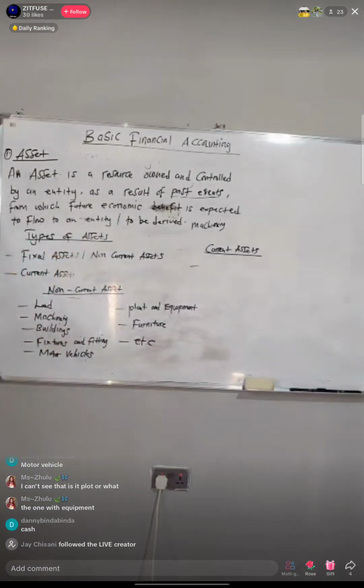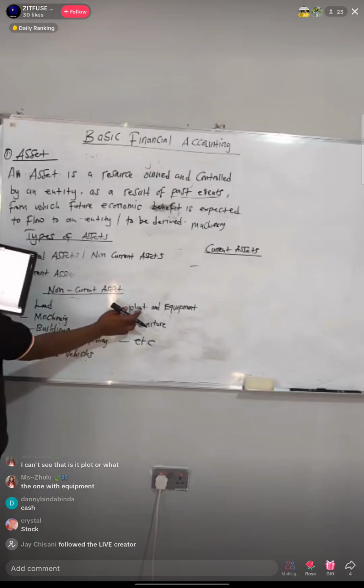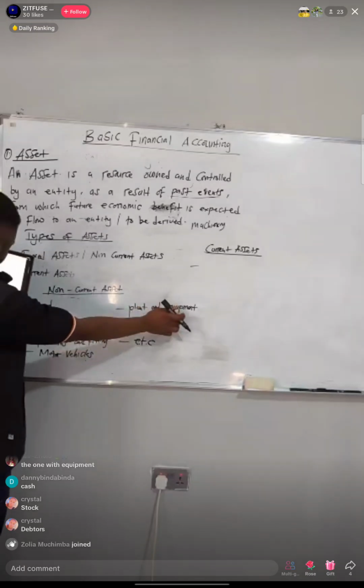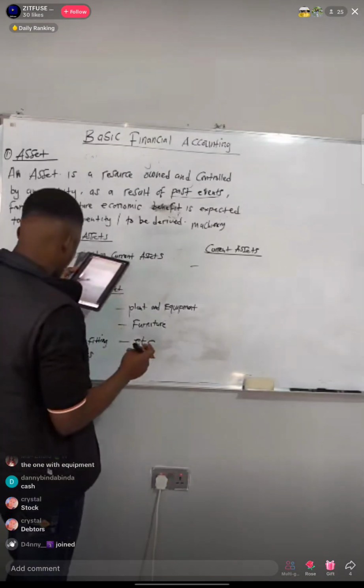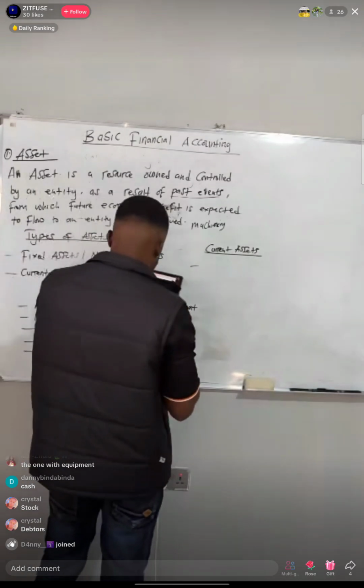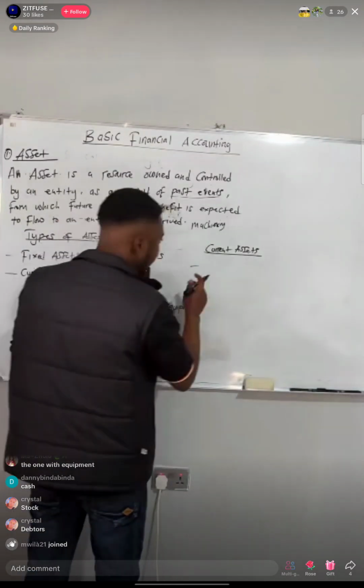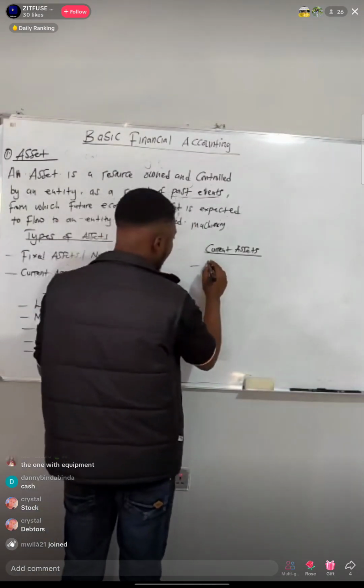The one with the equipment, okay. This is plant and equipment. I can see Danny and Crystal: cash, stock, debtors. Okay, keep the answers coming.